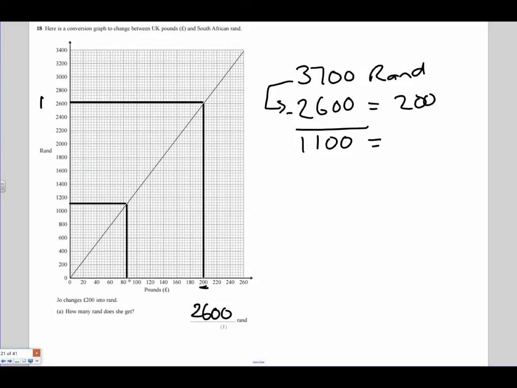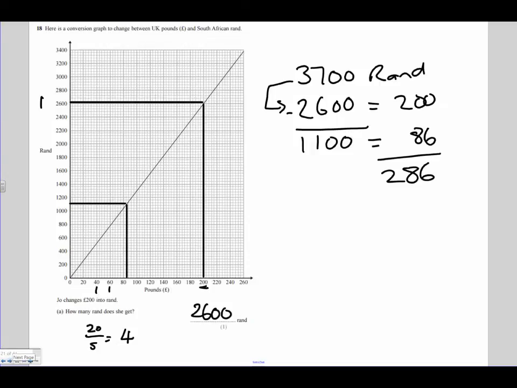Reading our graph, each of these smaller sections is £20, and there are 1, 2, 3, 4, 5 divisions for our £20. So each small division is £4. So we have 86 pounds roughly for our 1,100 rand. So our 3,700 rand is worth 286 pounds.